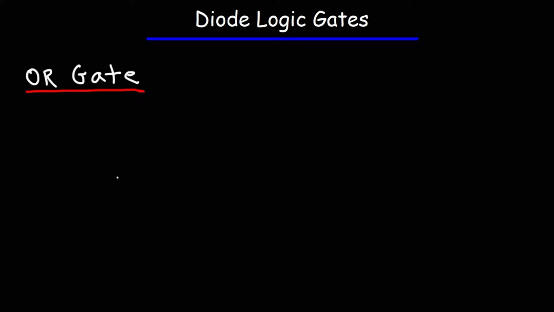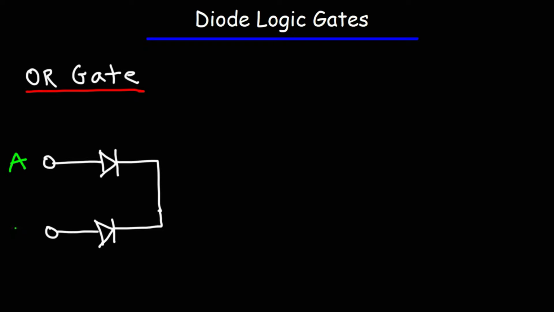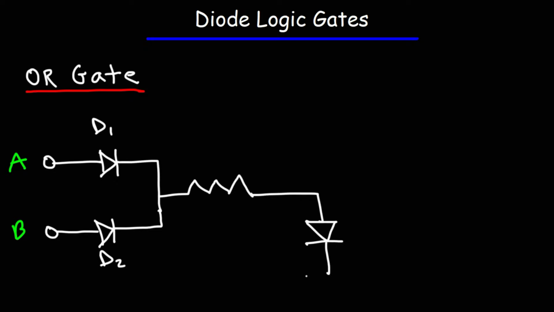Well, let me draw the circuit first. So we're going to need two diodes at two different inputs. So let's call this input A, input B. And this is going to be diode 1, diode 2. Next, we need a resistor, a current limiting resistor, and then an LED, a light emitting diode. And that's going to be connected to ground. Let's use a red LED.